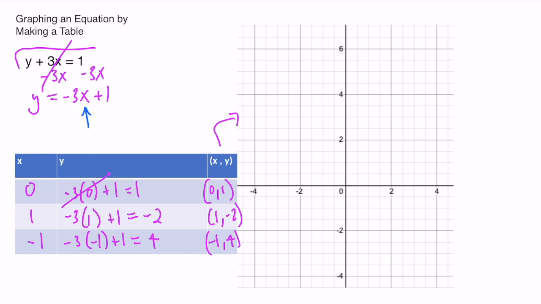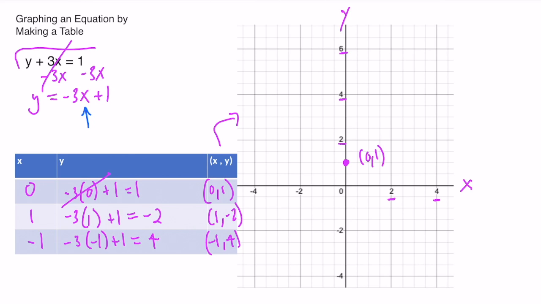Now I'm going to go ahead and graph those. I'll plot those. And just remember, your y-axis is your vertical, up and down axis. Your x-axis is your horizontal, left and right axis. And so for 0, 1, I'm going nowhere on the x-axis and up 1. All right, and as we plot these, just notice that the scale is going up by 2. So just keep that in mind when we are graphing these points.